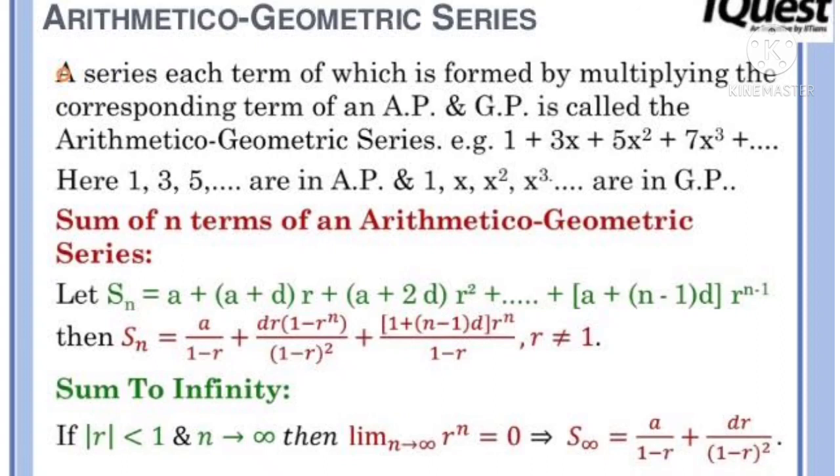Sum to infinity terms, modulus of r less than 1 and n tends to infinity, then limit n tends to infinity r power n is equal to 0, which implies S infinity is equal to a by 1 minus r plus dr by 1 minus r the whole square. So dear students, you study thoroughly all the definitions and formulas. Thank you students.